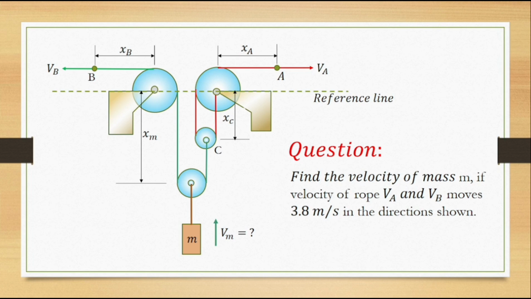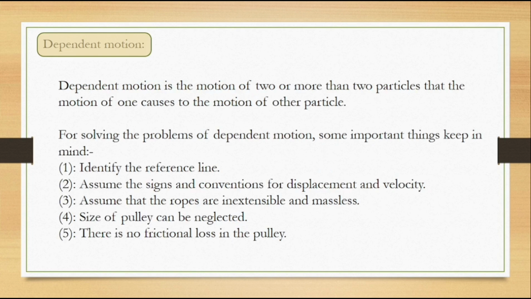Now let us see some important things that you should keep in mind. First of all, you know the dependent motion. Dependent motion is the motion of two or more particles where the motion of one causes the motion of the other particle. Some important things are to identify the reference line, assume the sign conventions for the displacement and velocity, and assume the ropes are inextensible and massless, the size of pulley is neglected, and there are no frictional losses in the pulley.